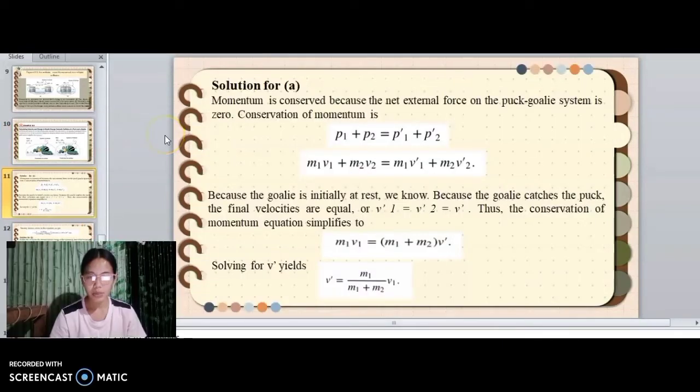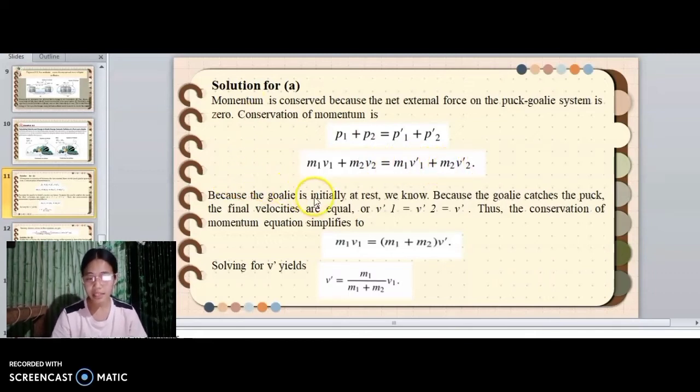Now let's proceed to our solution for A, in which we are asked to find the final velocity. So momentum is conserved because the net external force in the puck-goalie system is 0. Conservation of momentum would be P1 plus P2 equals P prime 1 plus P prime 2. Now if we expand the momentum, it would be m1 v1 plus m2 v2 equals m1 v prime 1 plus m2 v prime 2.